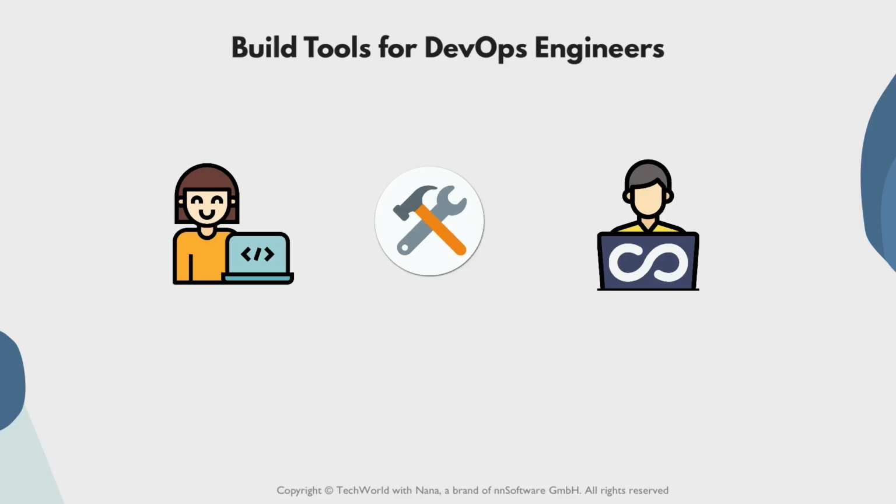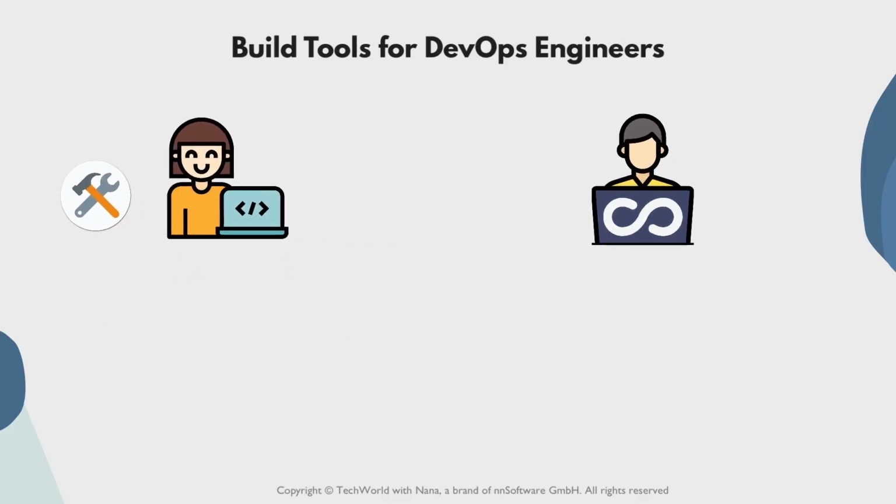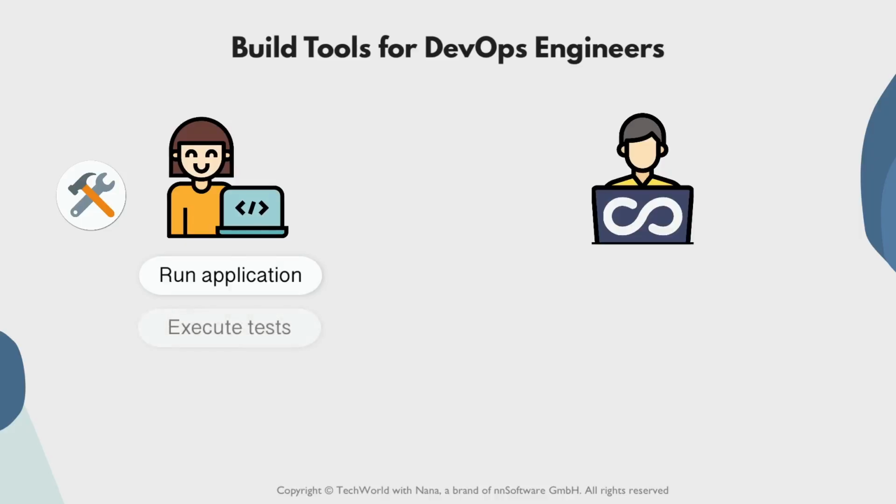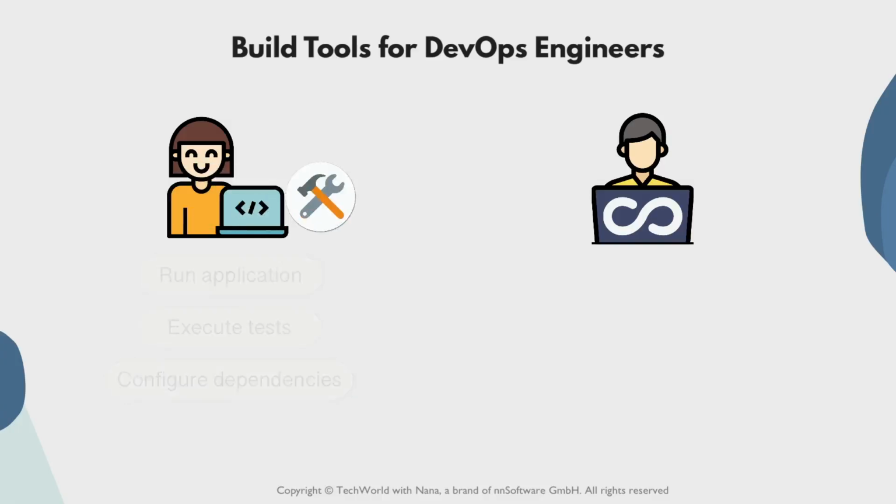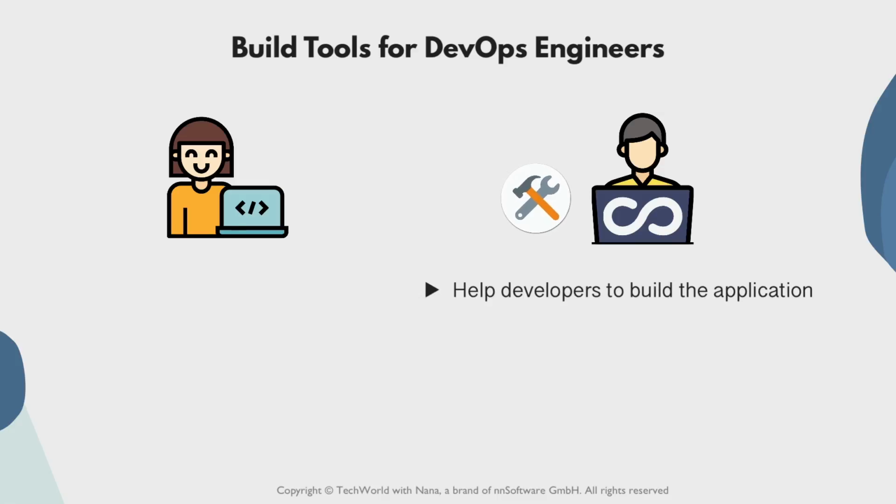Now, first of all, when developers are creating the application, writing the code, they will use those tools locally to run the application, maybe to even execute the tests locally before they make commits. So they will write the dependencies files for these build tools and they will configure the tools. So as a DevOps engineer, you shouldn't have to do much in that area. But you should help them when it comes to commands and configuring the building of the artifact.